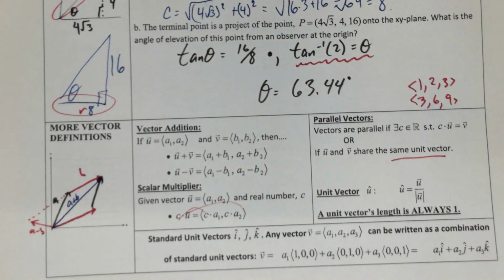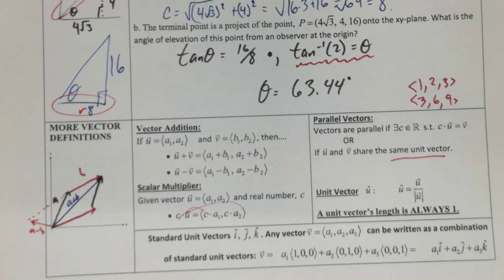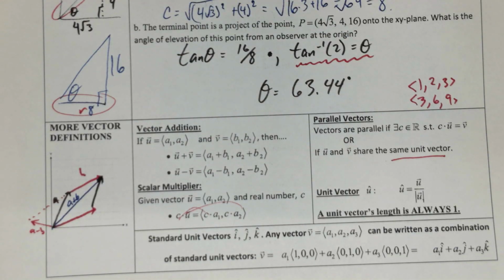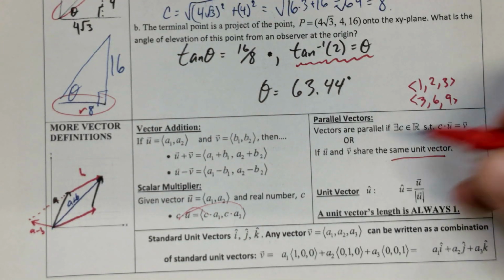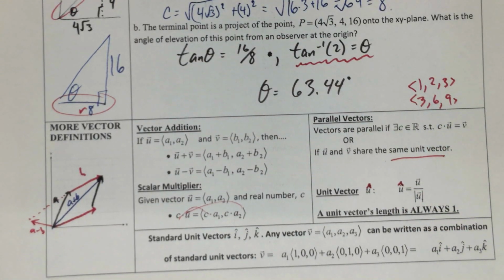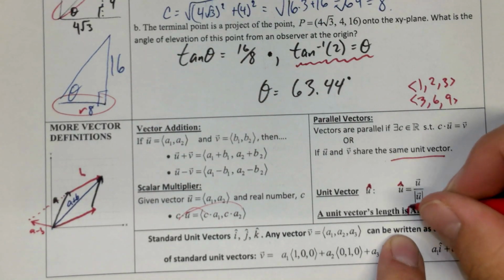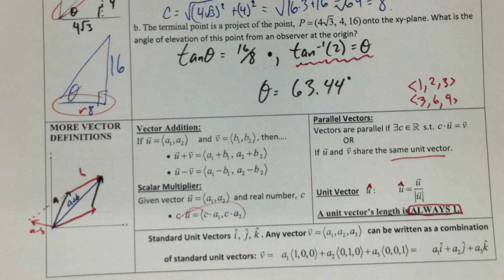Well, how do I find the unit vector? I take any vector and I divide by its magnitude. And notice the symbol here, it changes to a little hat. Instead of the vector line, it turns into a little hat. U hat always has a magnitude of 1. That's its best quality, a length of 1, a magnitude of 1.